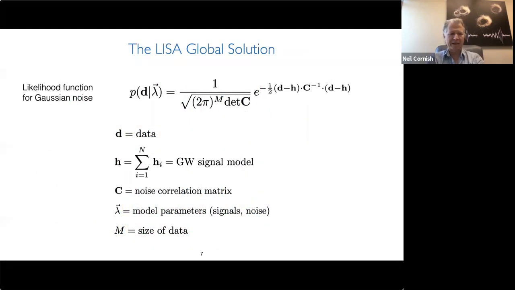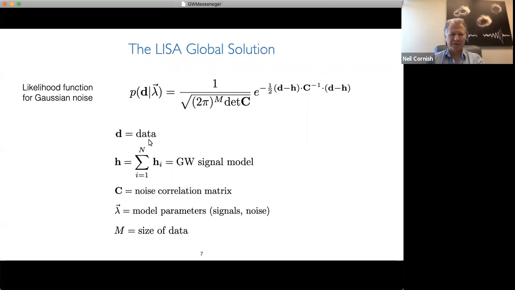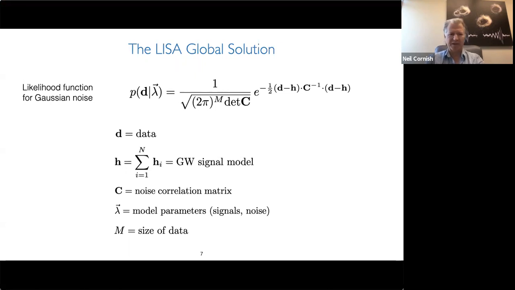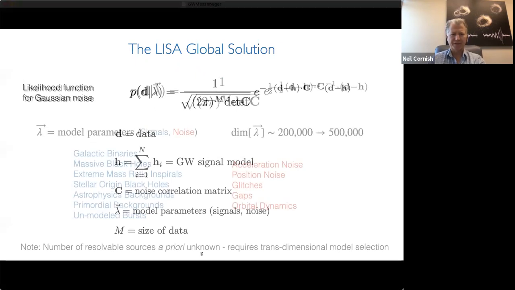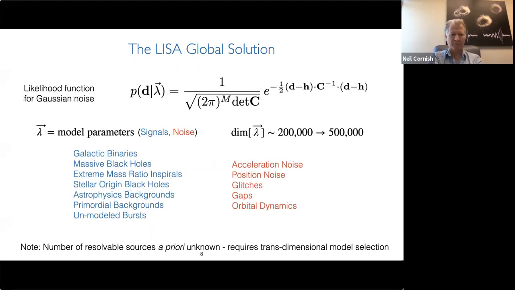So if you write down some kind of likelihood function for the analysis, under the assumption that overall we're going to have something like Gaussian noise, which might be naive, the data then contains all these signals. Your model is a sum over n gravitational wave signals, which you don't know in advance how many there are. You've got your noise correlation matrix, and you've got this huge number of parameters that you have to deal with. The model parameters here are going to include parameters associated with the signals and parameters associated with the noise.